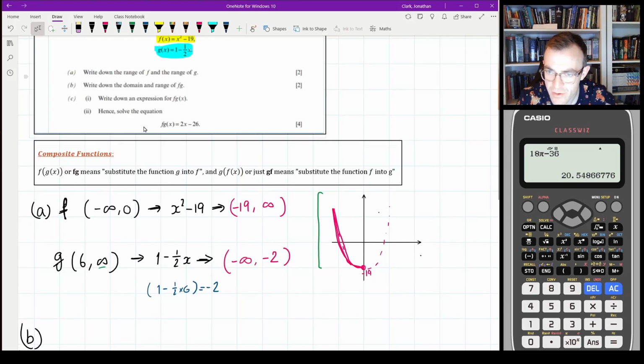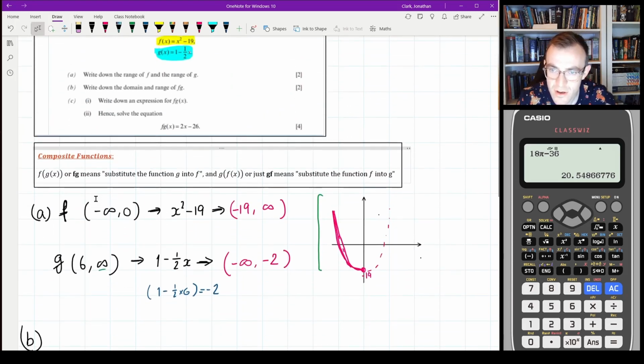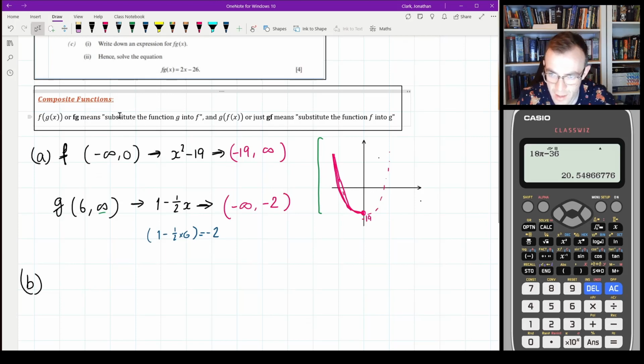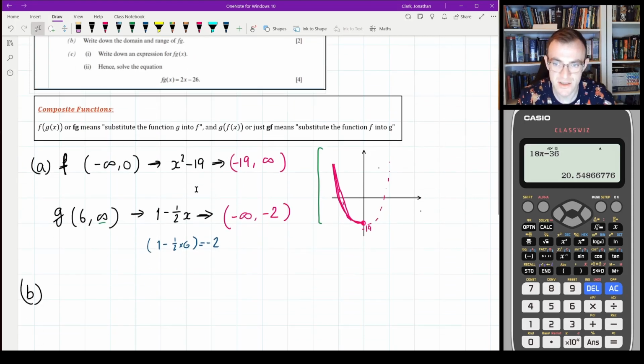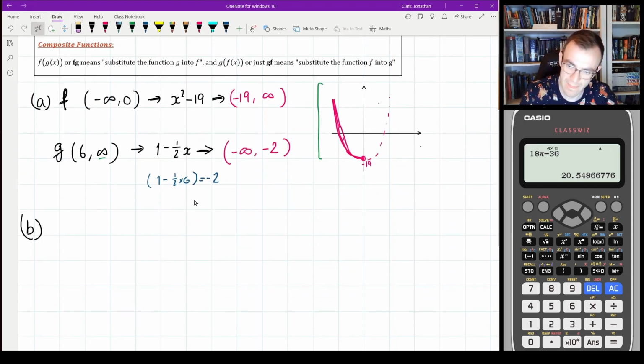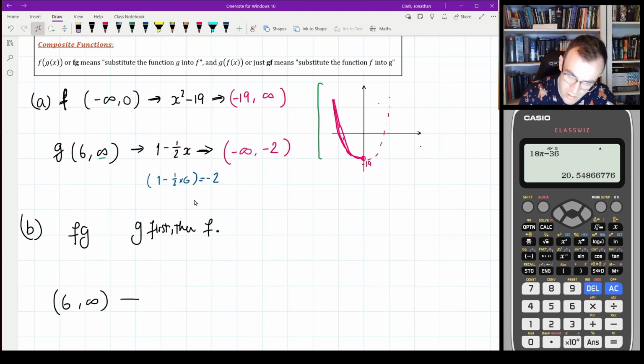Part B, domain and range of fg. Okay, so fg is, I'm going to substitute the function g into f. I think I need to do that in part C as well. Okay, so the function fg is going to be, do the function g first, then the function f afterwards. So you start with these numbers, you do the function g, and then once you've done that, you do the function f after it, and then you see what you get out.